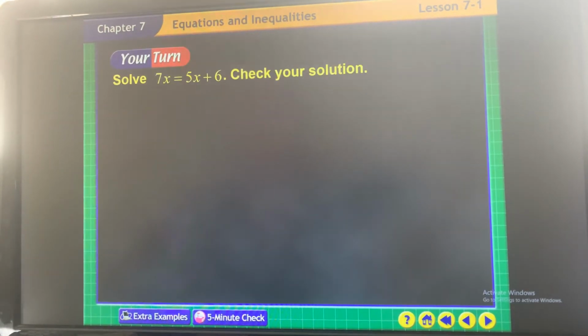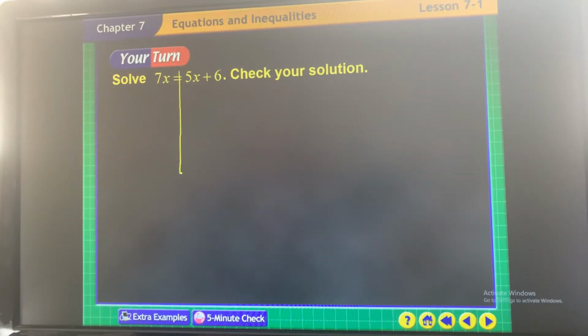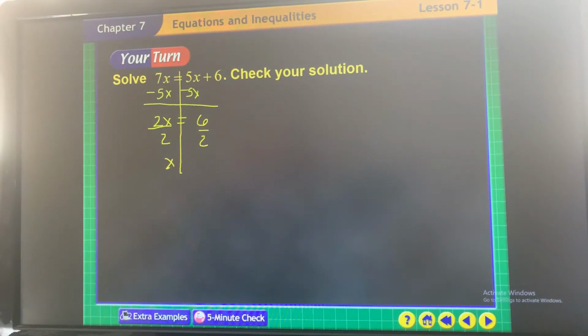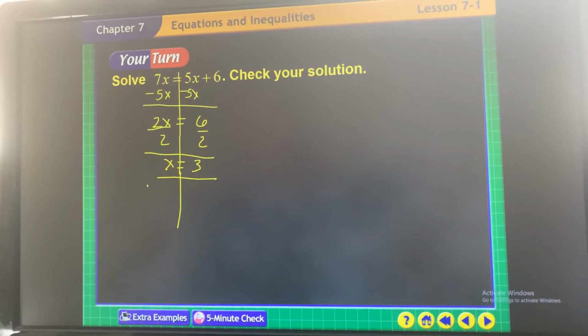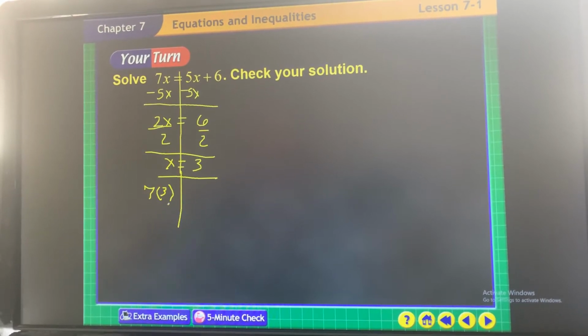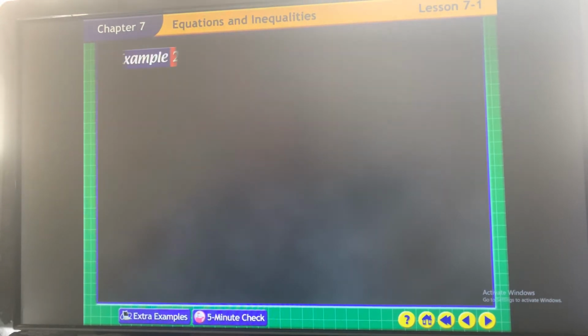Check. And then we do it again. Same thing. I look at this and I can see the variable's already by itself over here. So why not do additive inverse and move it over here to one side? And then I have 2x is equal to 6. Divide both sides by 2. x is equal to 3. That's your solution. And then go ahead and check it back into the original. 7 times 3, so I get 21 on this side. And then 5 times 3 is 15, plus 6, 21. So it checks. Pretty easy. Mindless math, I always like that.